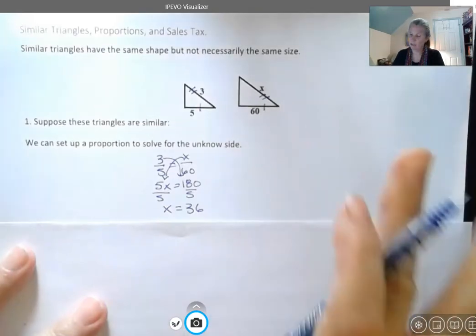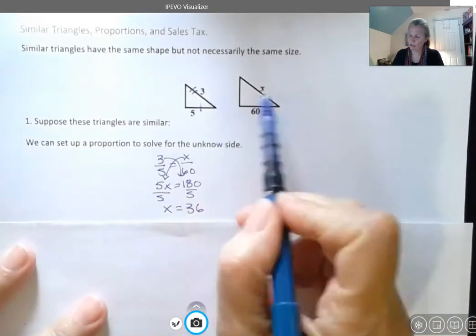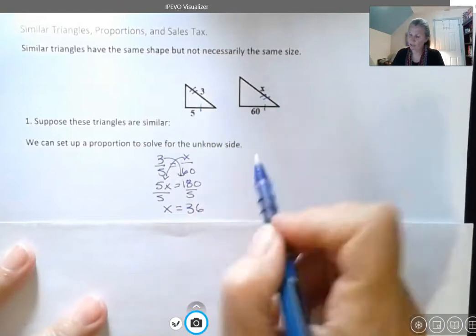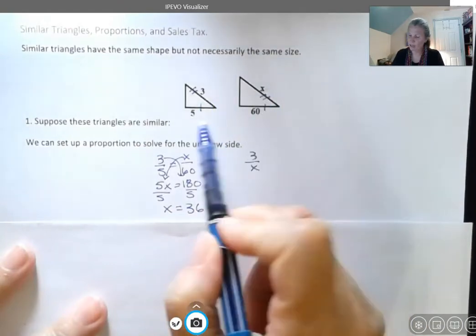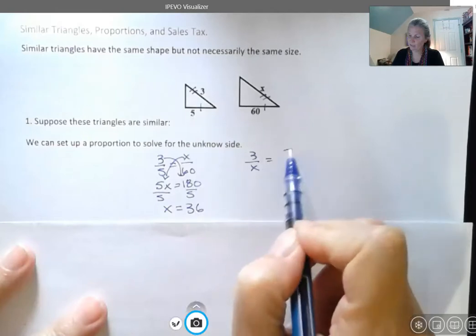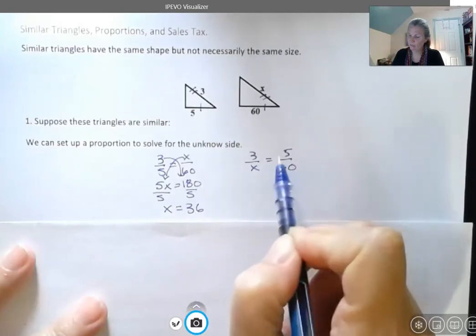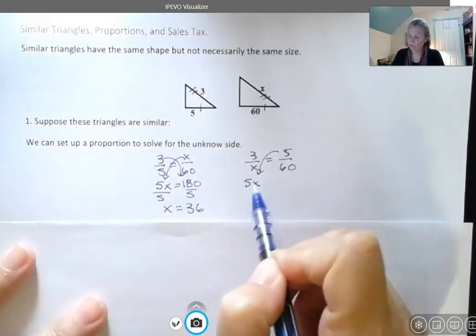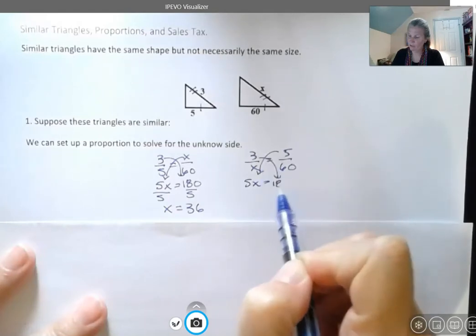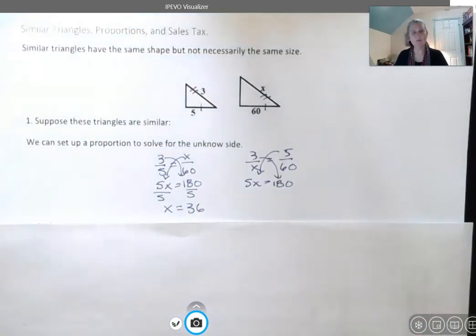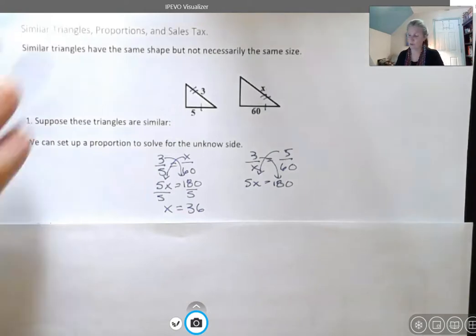But anyway, you could have also set this up this way. You could say this side is proportionate to that side, so I could have said 3 to x and then 5 to 60. And if you cross multiply, look what we get again. We get 5x equals 180. So you can set that up in more than one way as long as you're consistent across there.